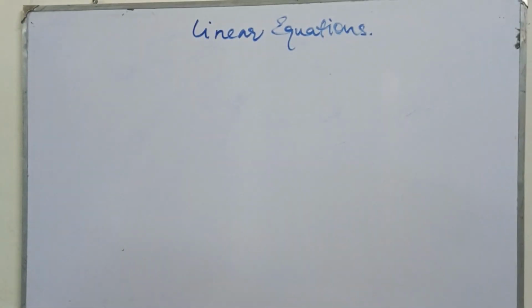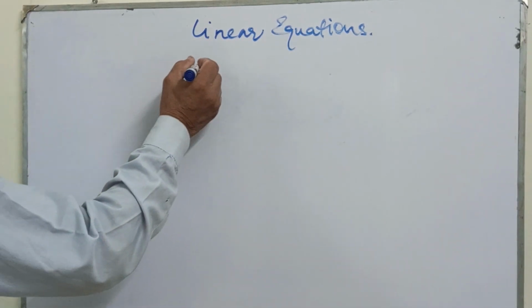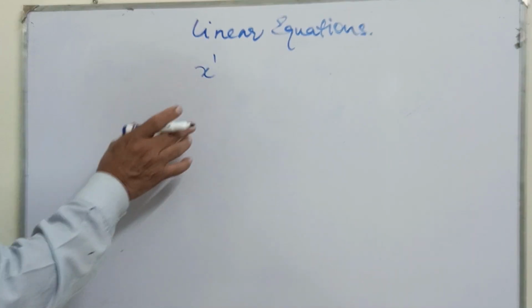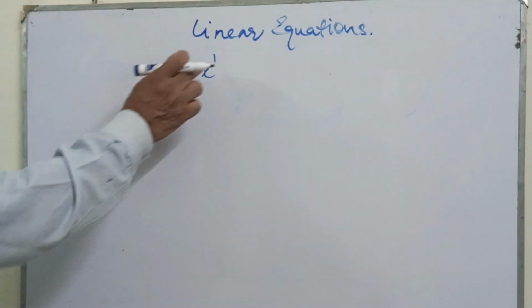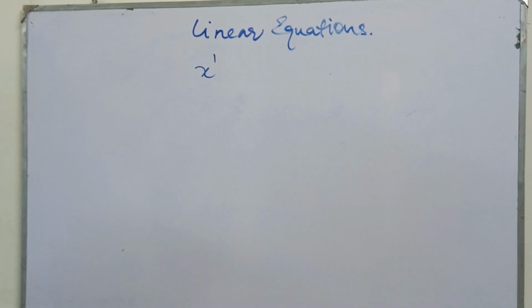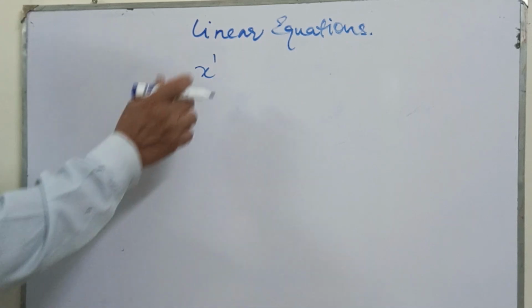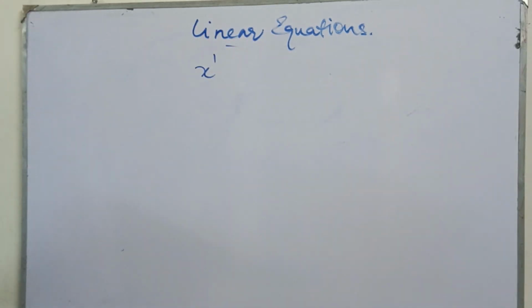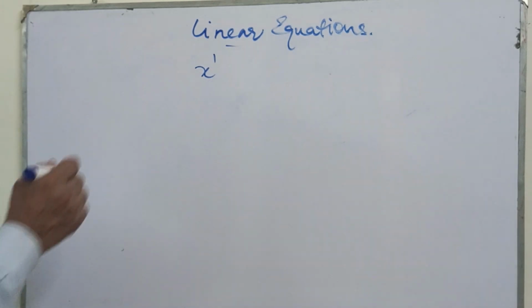Now, linear equations are those equations in which the power of x is always 1. Where there is x, the power of x will remain 1. So, whenever you see that the power of x is 1, it is called a linear equation. Let me solve one example for you, then I'll proceed straight away to the exercise.